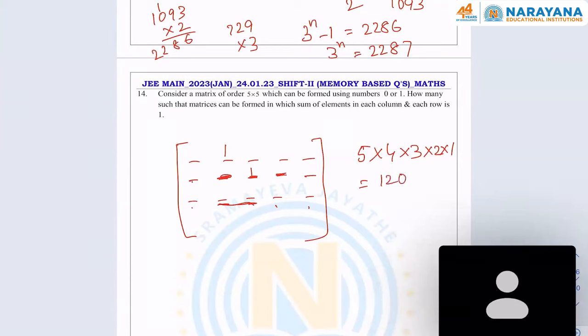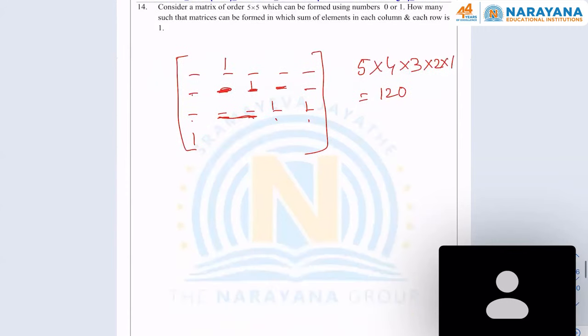So now here you can check that. Suppose I'm taking one case like this. Here, if you consider any row or any column, there is only one.